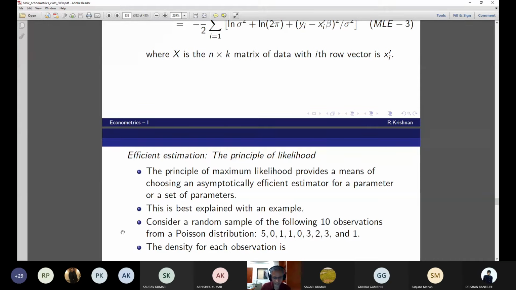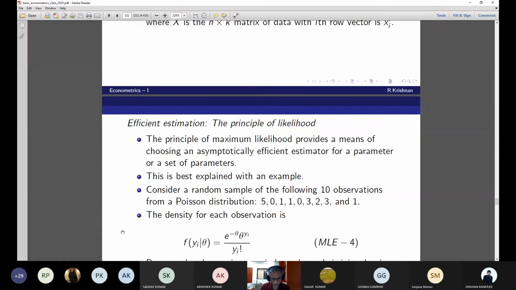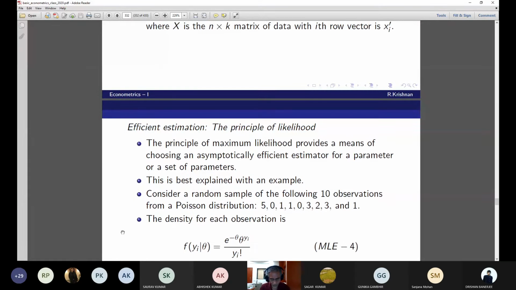You can write the density for each observation this way. Now, everybody, Gunika, Paramila, Drishan, Saurav, everyone, our idea is to maximize the probability of having obtained this sample. What will you do, Drishan?